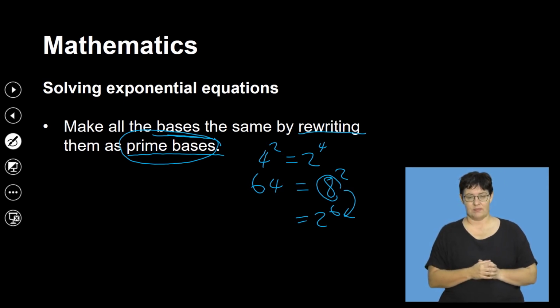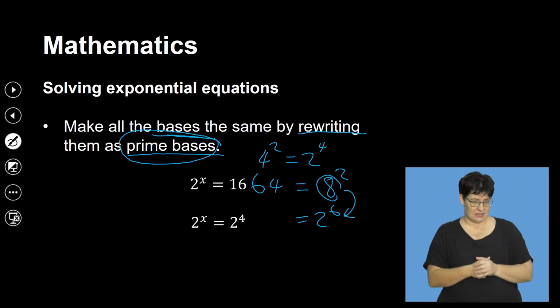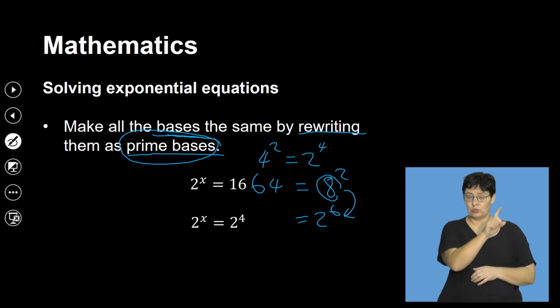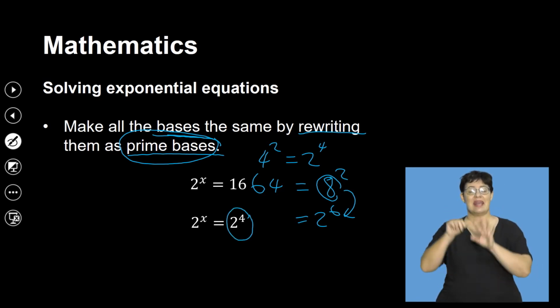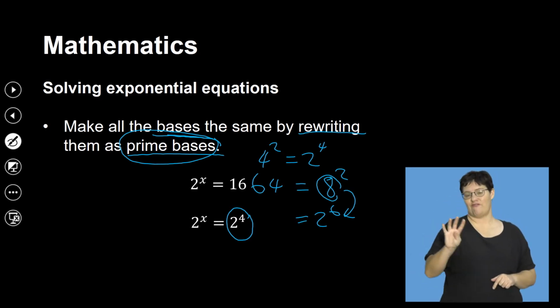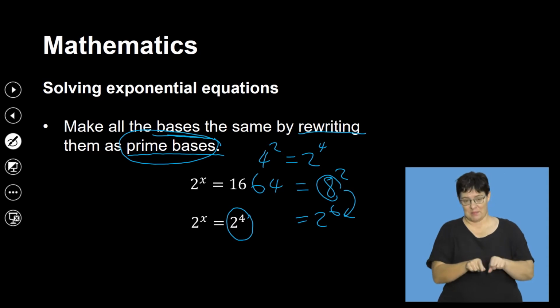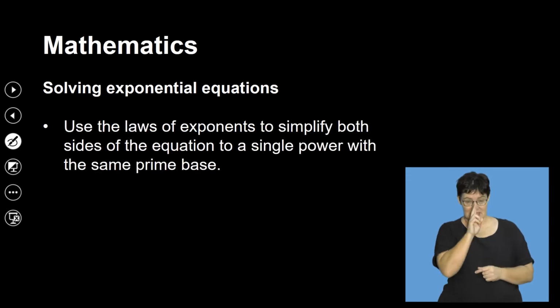Now, let's look at the previous example that we were looking at, which is 2 to the exponent of x is equal to 16. This is the same as 2 to the exponent of x, which is equal to 2 to the exponent of 4. What did I do? I just rewrote the 16 in the form of 2 to the exponent of 4 using the base that is a prime number, right? Now, that is the prime base as I've just told you.